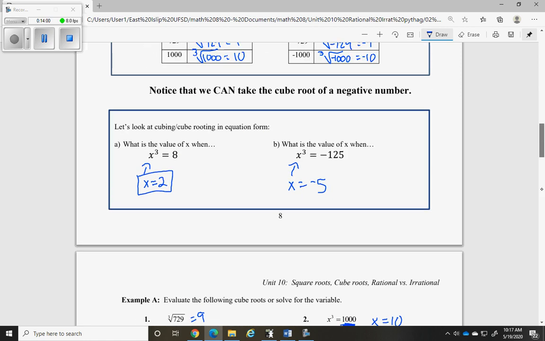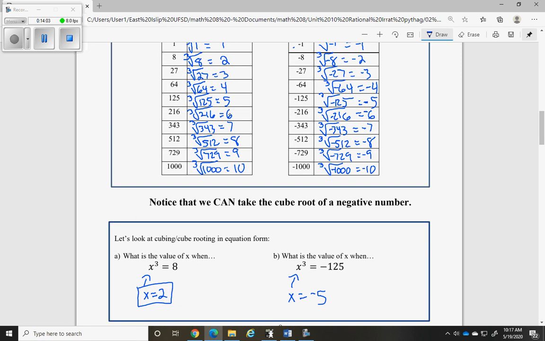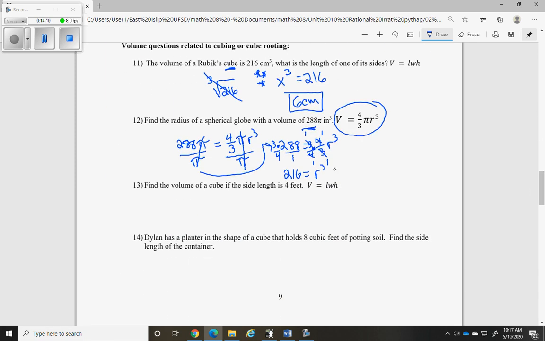Just go look at your list. 6. The cube root of 216 is 6. So the radius is 6. 6 what? 6 inches. Find the volume of a cube. If the side length is 4, that's easy. Volume would be length times width times height. 4 to the third power is 64, and this is in cubic feet.